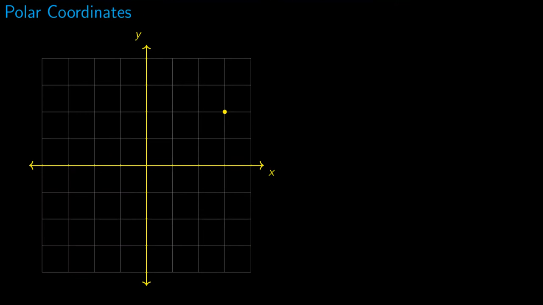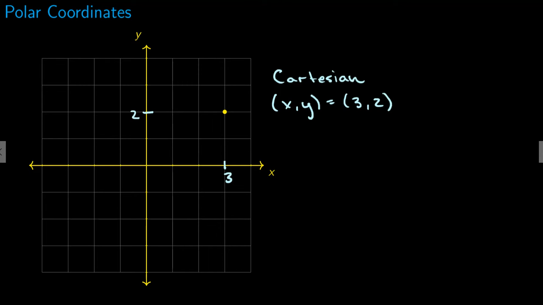So if I asked you to describe this point in space, you might throw a coordinate axis on there and say something like, well, the x-coordinate is 3 and the y-coordinate is 2. So you can write this point as the ordered pair (x, y) equals (3, 2). And if you did that, you would have written the point in terms of its Cartesian, or its xy coordinates.